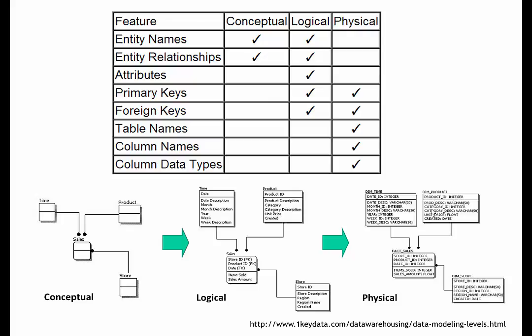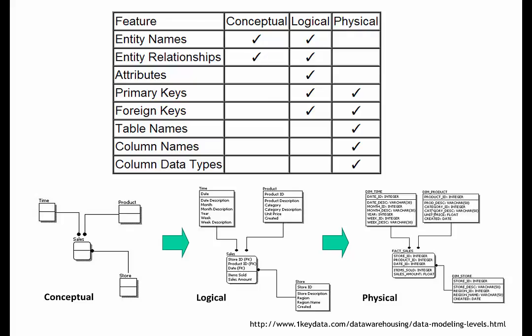And then the physical, when you get into the physical side, we get into the really small detail and we actually throw away some of the more generalized ideas. So if you can take this as a diagram, the conceptual model just basically has the names of the main things that you're interested in here: time, product, sales, store.